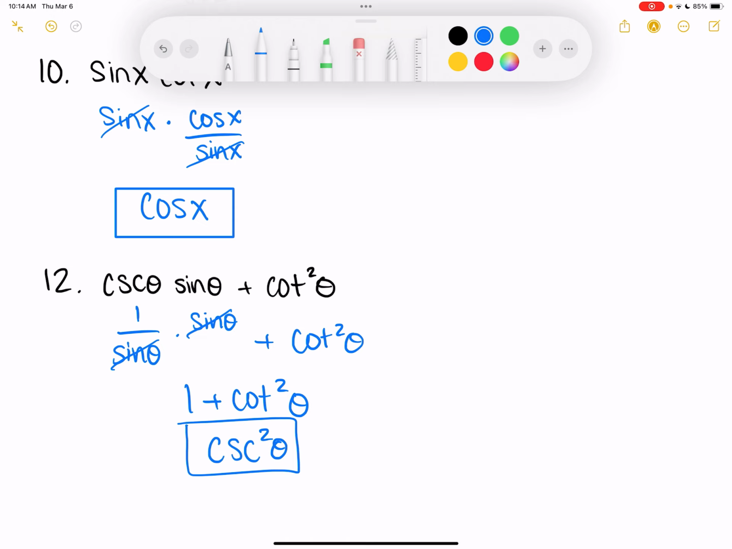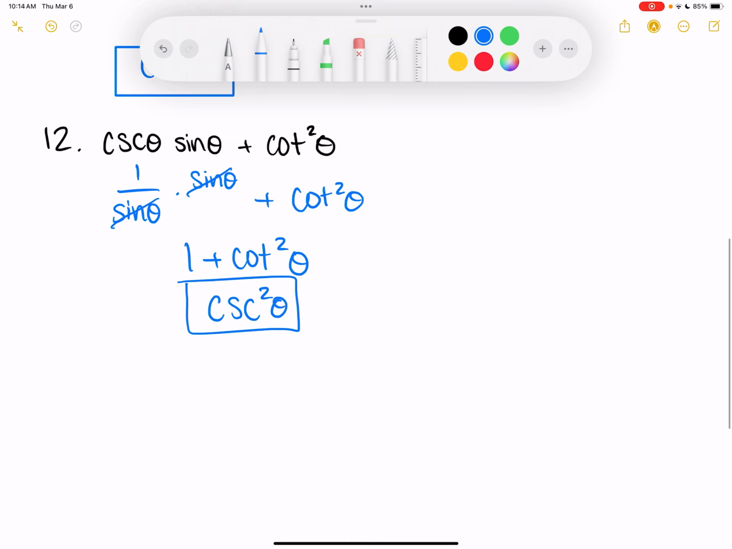All right, 14. 1 plus tangent squared of pi over 2 minus x.